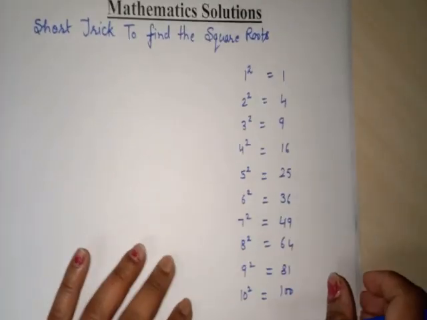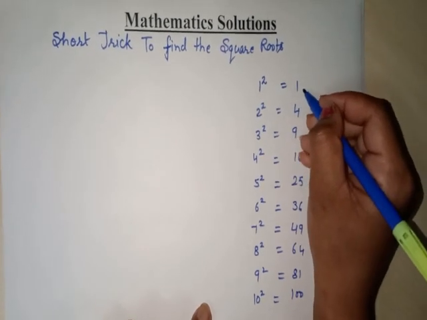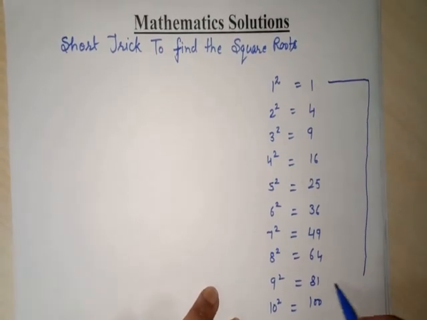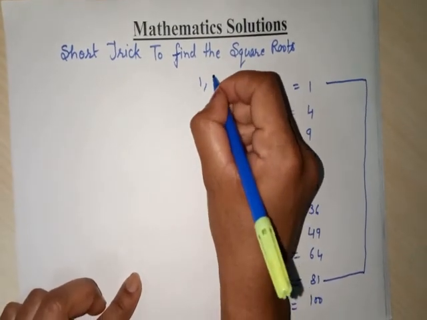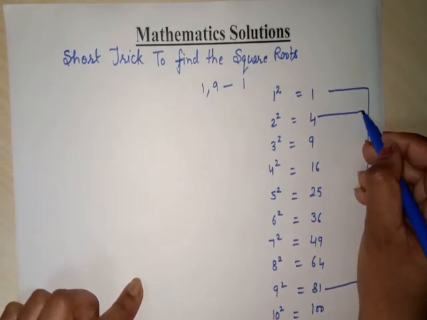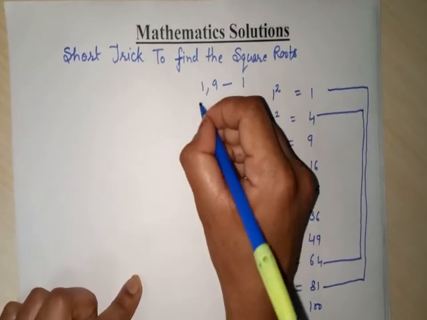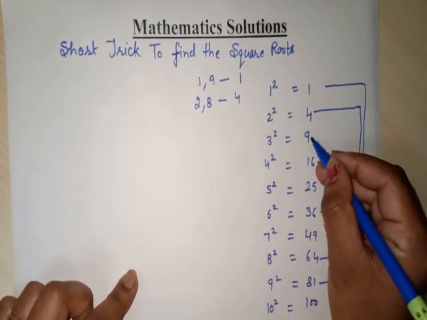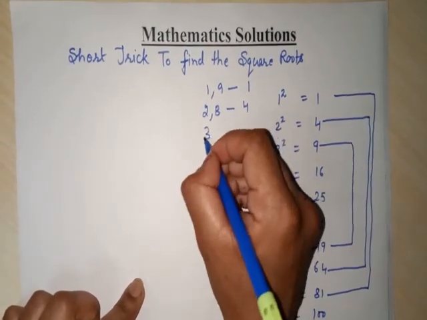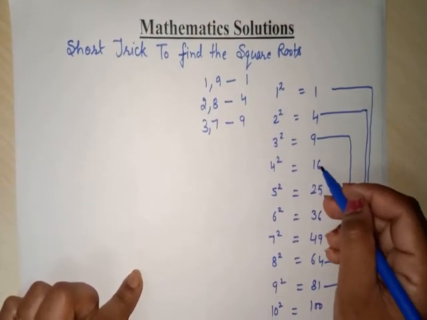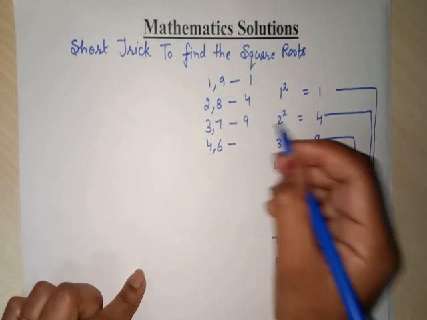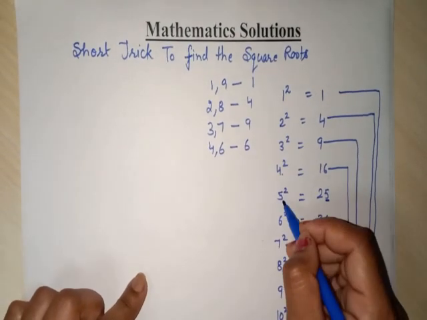First of all, let's see: 1 occurs as a unit digit in the square of 1 and also in the square of 9. 4 occurs as the unit digit in the square of 2 and 8. 9 occurs as the unit digit in the square of 3 and 7. 6 occurs as the unit digit in the square of 4 and 6. And 5 occurs as the unit digit only in the square of 5.